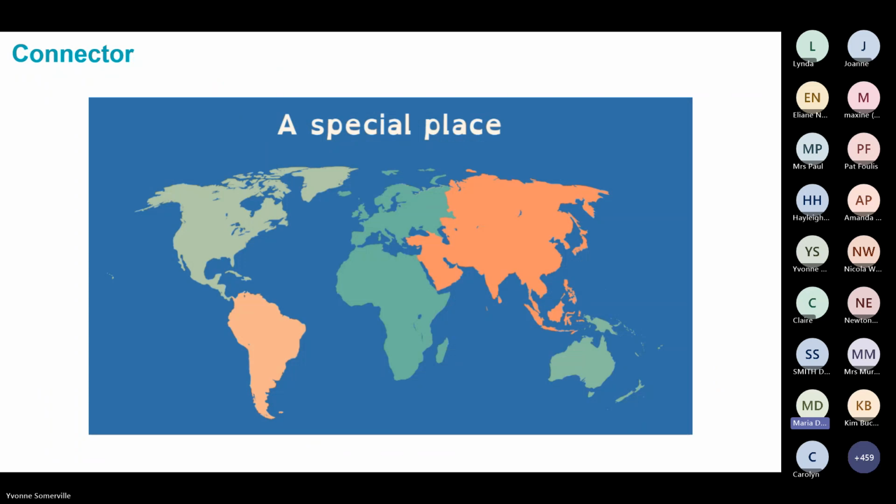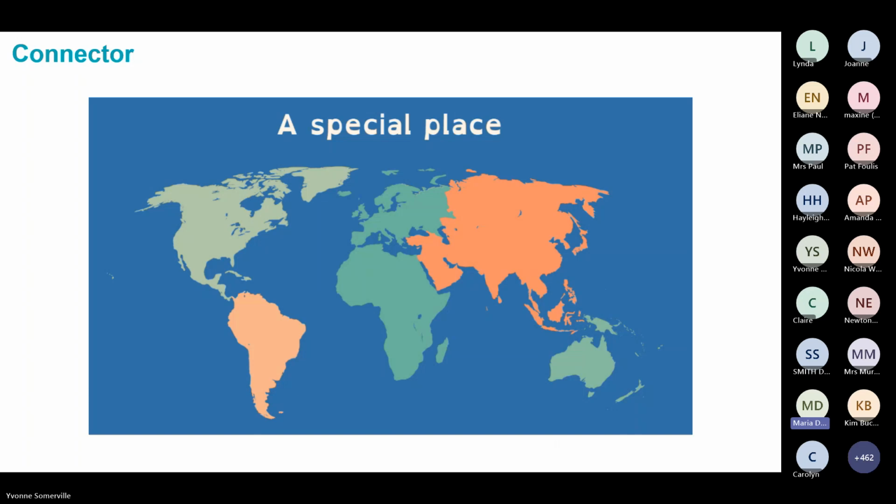Okay, on the next slide, we're going to do a wee bit of a connector. We'd like to start off with just a bit of a gentle introduction. What we thought for this one is that we would like you to think of a place that's special to you. It could be a place that you have fond memories of, a place that you really like to visit, or a place of significant memories for you and your family, something that means something to you.